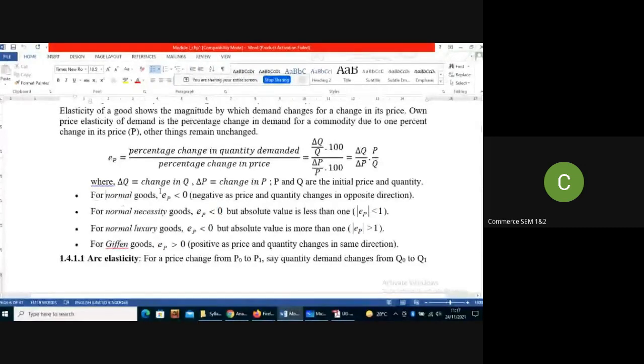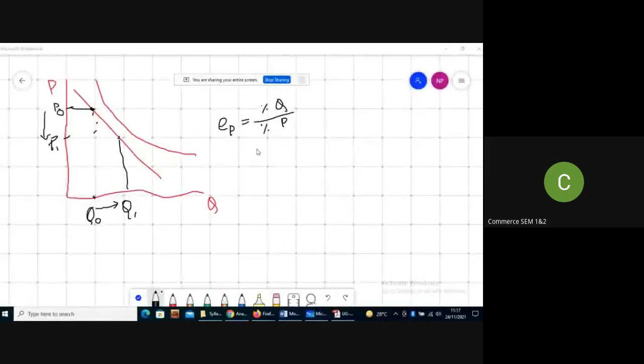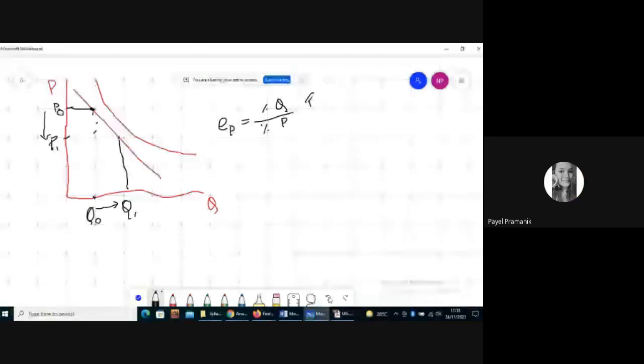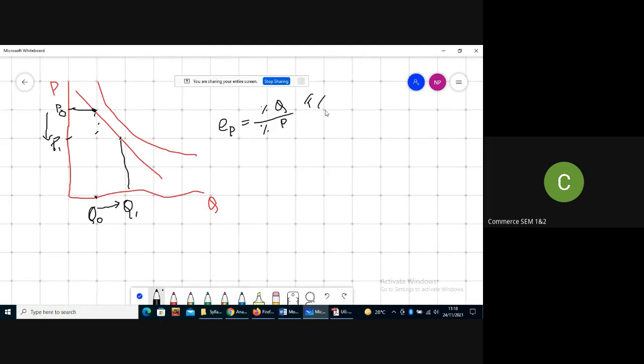So for a normal commodity, elasticity of demand is negative. Why will it be negative? Yes, anyone? Why is the value of elasticity of demand for a normal good negative? Sir, can you repeat? Yes, I'm asking you why for a normal commodity, elasticity of demand will be negative. The value of elasticity will be negative. It will be less than 0.